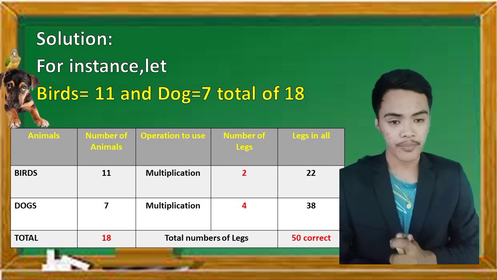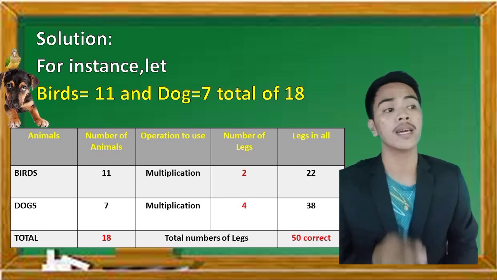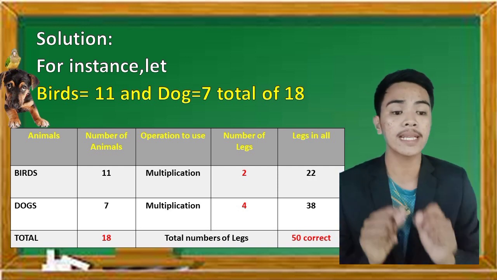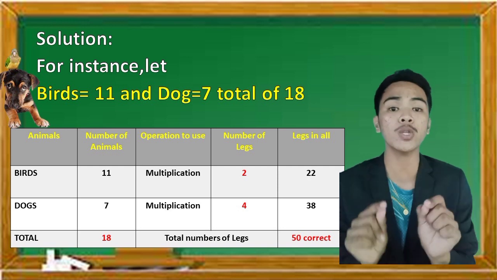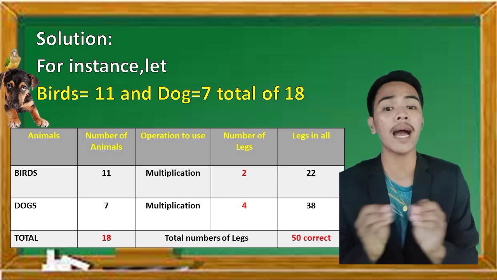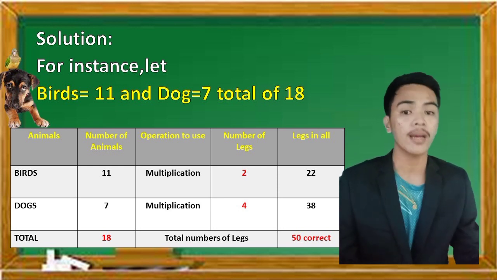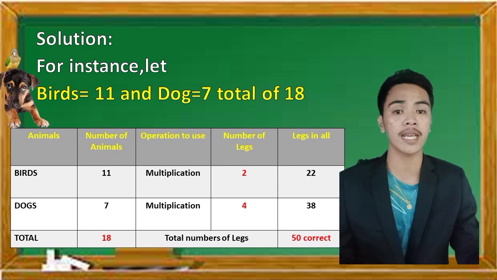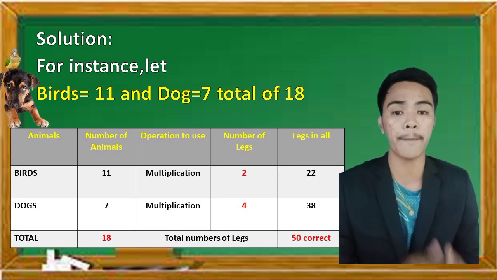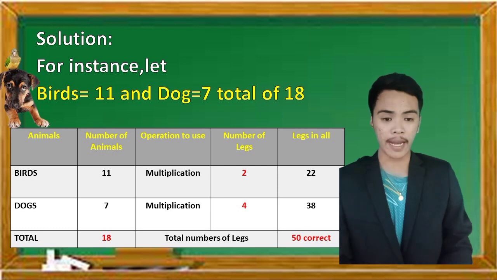Next, for instance, birds are 11 and dogs are 7. So, 11 plus 7 is equal to 18. 11 times 2 is equal to 22, and 7 times 4 equals 28. So, 22 plus 28 equals 50. So we found the answer. Everything matches: 18 total animals in the pet store and 50 total number of legs in all. Therefore, we can conclude that there are 11 birds and 7 dogs in the pet store, for a total of 18 animals.